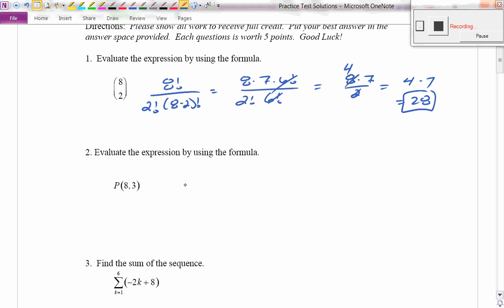Okay, part 2, permutation. So 8 factorial over (8 minus 3) factorial, which is 8 times 7 times 6 times 5 factorial over 5 factorial. That goes away, so I have 8 times 7 times 6, which is 336.